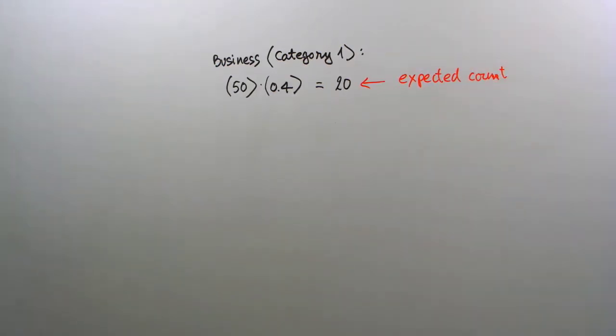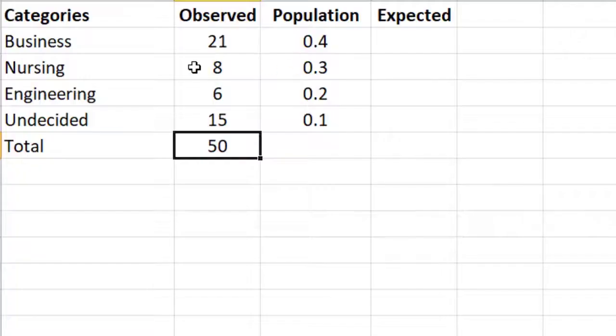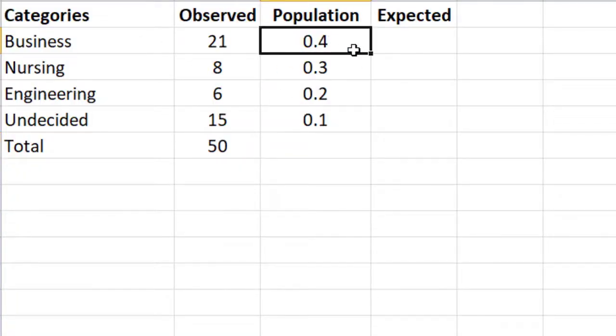So here's the way the logic happens. If this population proportion claimed here was true, then in this sample I expect that, so now I'm going to write in, I expect that 20 of the students in this sample should be in the business major. That's why I call it the expected count. So I expect 20 of them in this sample to be in business major if this population proportion was true.